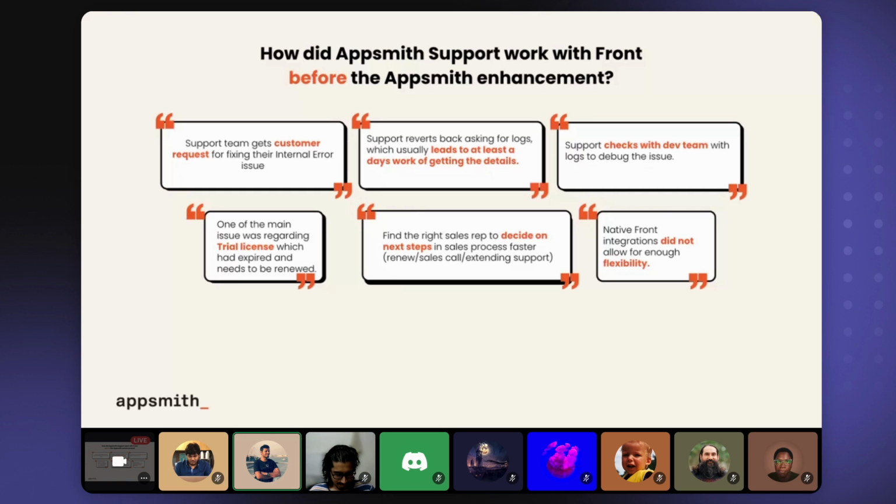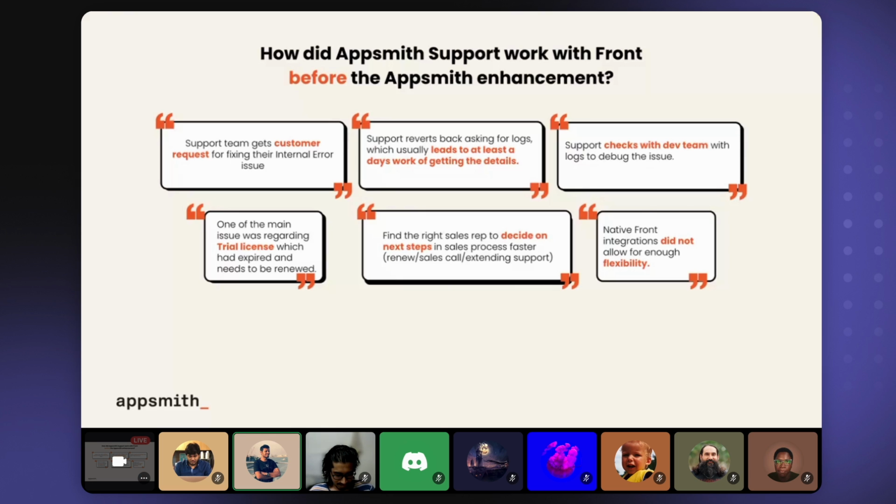One more thing we faced in this process was that once we identified, with the help of the dev team, that the license had expired, the next step in addressing the customer issue was to find out which sales rep was involved. That also meant reaching out to a few people internally to understand who was last in contact with the team. This added to the delay in the support team being able to quickly resolve the issue for the customer. The main reason is that the native Front integrations did allow for integrating with Salesforce individually or with Intercom, but it was not flexible enough to get all the data in one place, right?